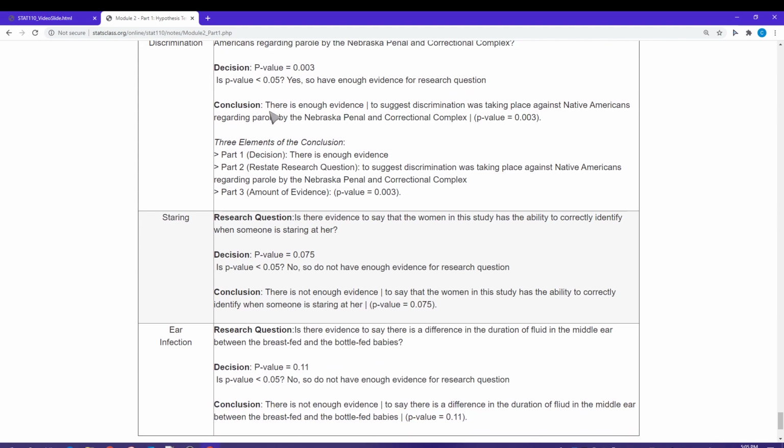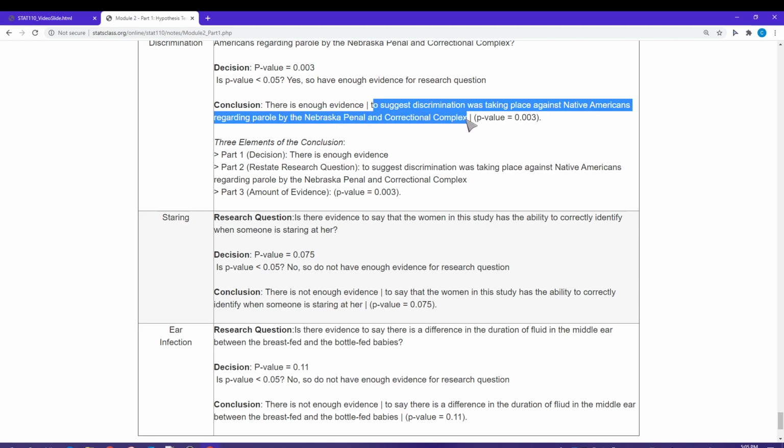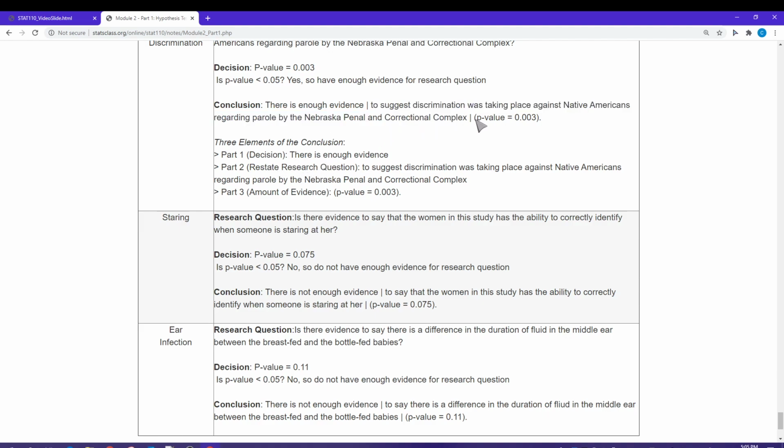Now the conclusion is going to be in three parts, or I need three parts. And here I've just written it out so it's easy to see the three parts. The first part is the decision, so I do have enough evidence. The second part is just the research question. Again, asking about discrimination taking place against Native Americans by the state of Nebraska during this particular time period. So that's just a restate of the question. And then lastly, the amount of evidence that we have, which we can just express with a p-value. I usually just put that in parentheses at the end of the statement.